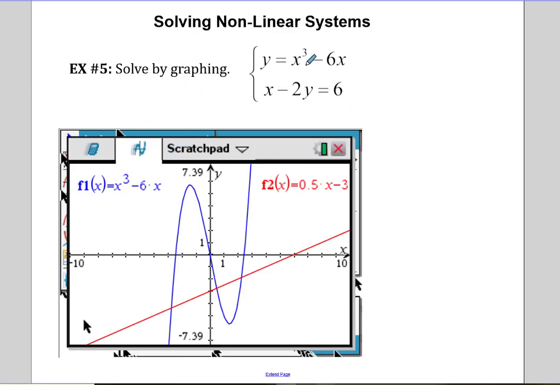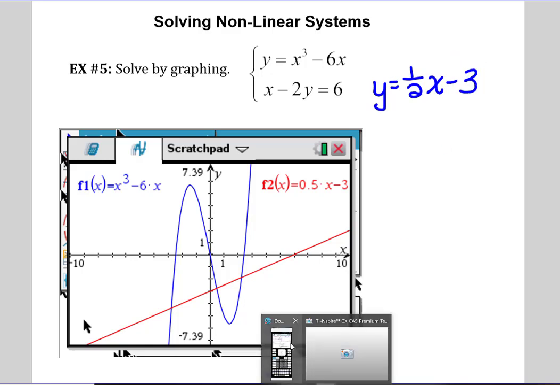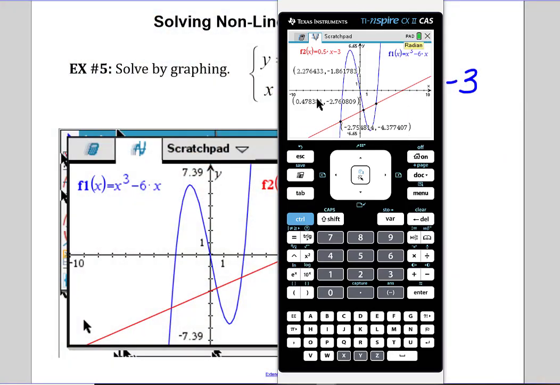Now in this example, we have a cubic and a line which is 1/2 x minus 3. And I believe I have that on my calculator here. And I've already pre-found the solution. So this first one, using the intersect feature, I'm going to call that point A, and this one point B, and this one point C.